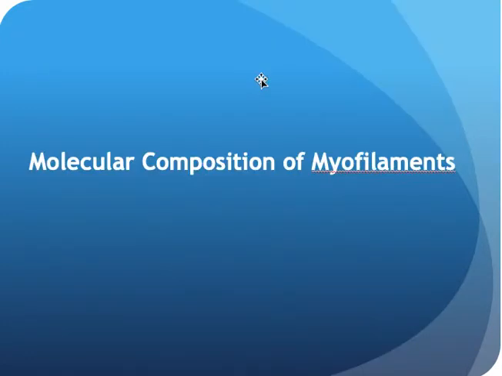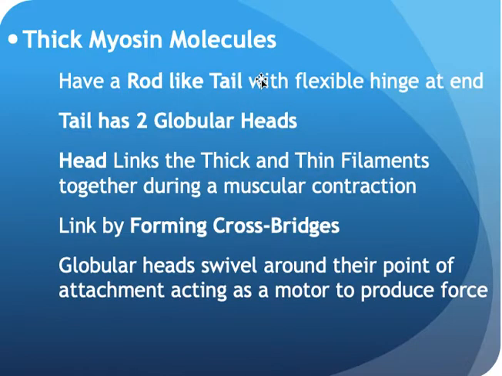So now we look at the molecular composition of these myofilaments. We want to really break down these myofilaments and know how this actin and this myosin are a little bit different. So my thick myosin filaments, and this is the important part, are going to have these globular heads. They have a rod-like tail with a flexible hinge, and then the tail has these two heads on there, and the heads are going to link the thick and thin filaments during a muscular contraction.